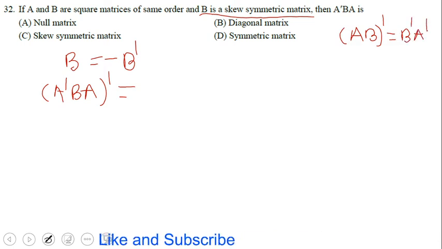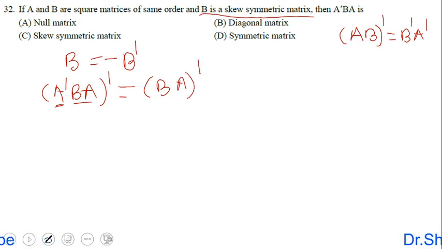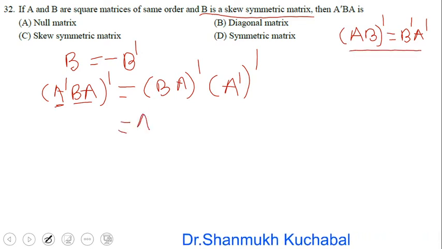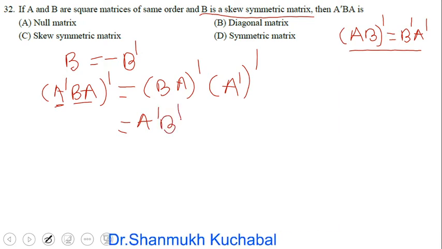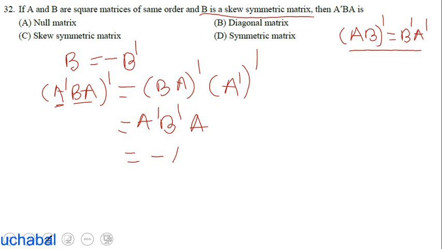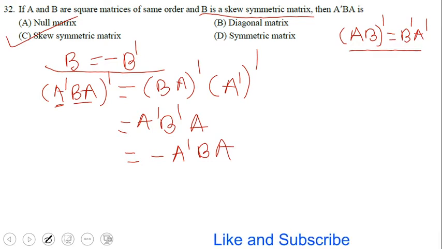I make this one group, and this the other group. So we get this as B A dash into A dash, its transpose. Once again apply this definition here. So we get A dash B dash into transpose of A transpose, once again that particular matrix A. Then further B dash we have to take as minus B, so minus A dash B A. So the negative sign indicates that it is skew symmetric. Therefore option C is the right answer here.